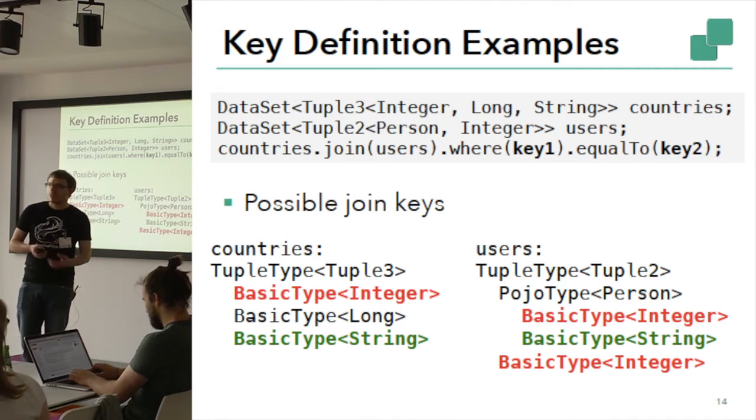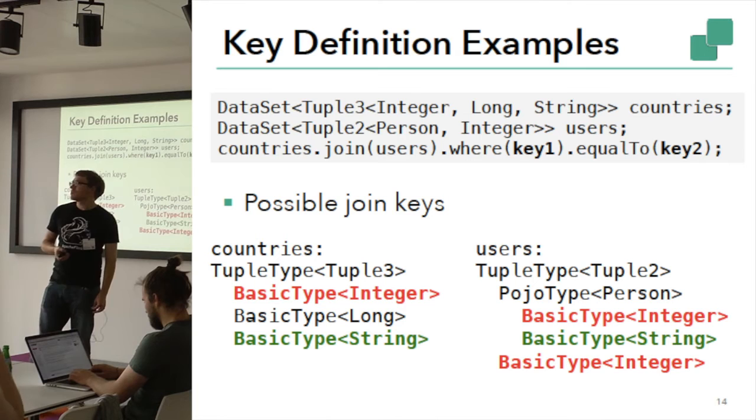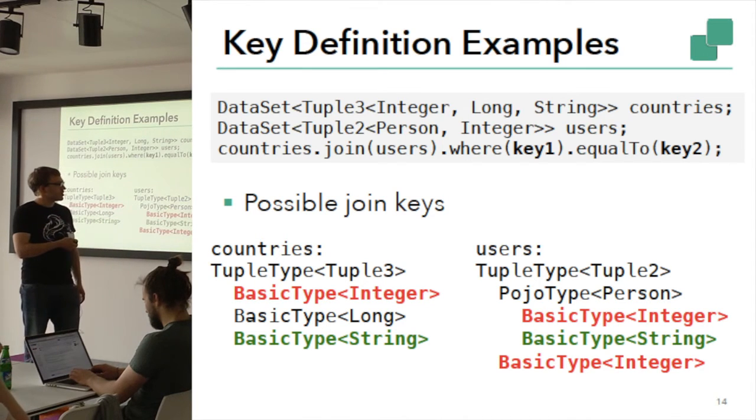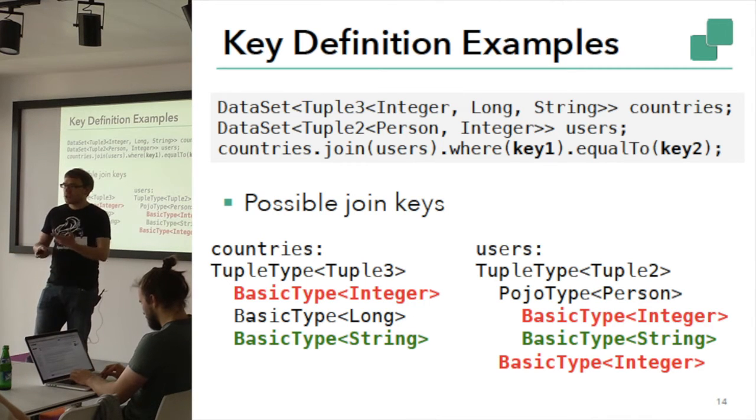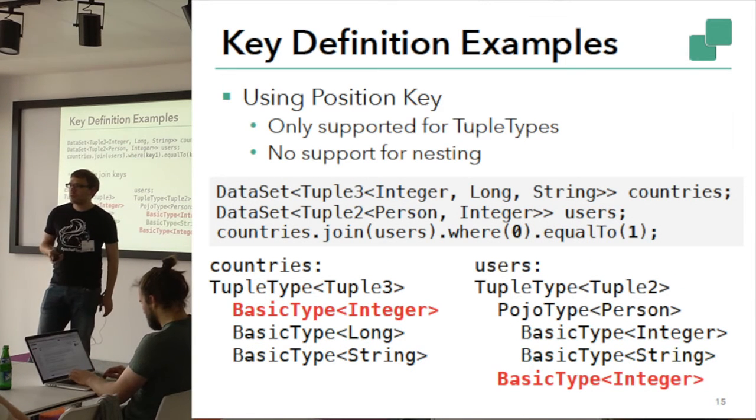So if you look at that, there are several ways we could join those two data sets. We could join on this int field with this int field, or on this int field and the second int field. You can also join on the strings. For a join, of course, the data types of the keys must be identical.